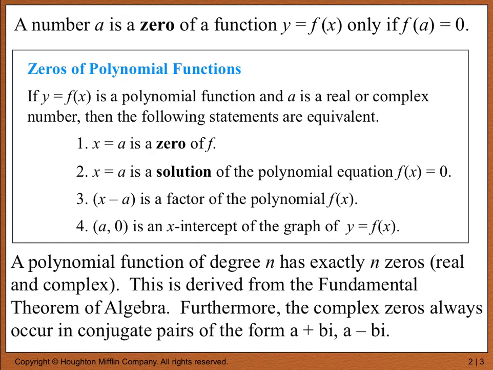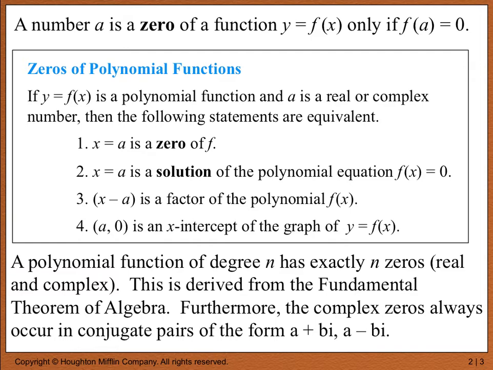A polynomial function of degree n has exactly n zeros, real and complex. Now, in yesterday's section, we talked about complex numbers. That was a preparation for today's lesson, because complex numbers can be zeros, and we saw that in the last example of the last lesson. Complex numbers can be zeros. Now, when you're asked to find only the real zeros, obviously you wouldn't include the complex zeros. But in this lesson, we're going to be talking about the complex zeros and the real zeros.